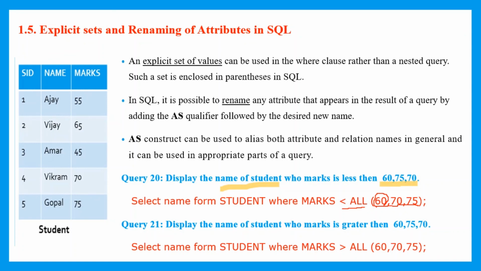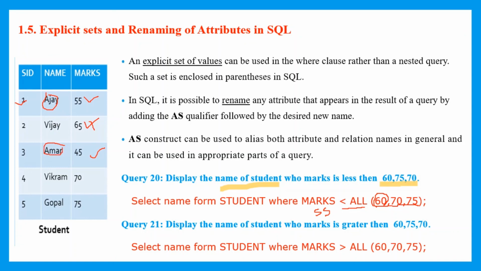We'll see how the query will work. Now the first row is going to be selected, and its marks is 55. It is going to check whether 55 is less than 60. Yes, it is true. Then I will get the name Ajay. Next, the second row is selected. The marks is 65. Is 65 less than 60? No, this is wrong. So this row is not going to be selected. Next row is 45. 45 is less than 60. Yes, it is true. So I am getting Amar as a result.